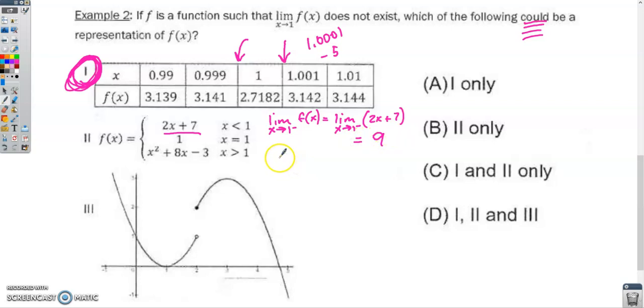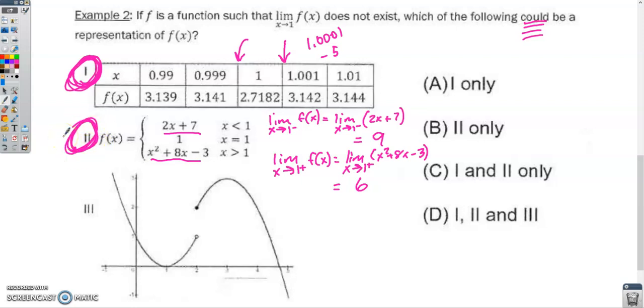Then I'm going to look at the limit as x approaches 1 from the right. For that one, we need to use the bottom branch of the piecewise function, and we'll substitute 1 in there for x. 1 plus 8 minus 3 gives us 6. Those two values aren't equal, the limit from the left and the limit from the right. So indeed, the limit as x approaches 1 of this function does not exist. So this one also does not exist. That narrows us down to two answer choices. We're either going to have C or D as our final answer, depending on what happens here in choice III.